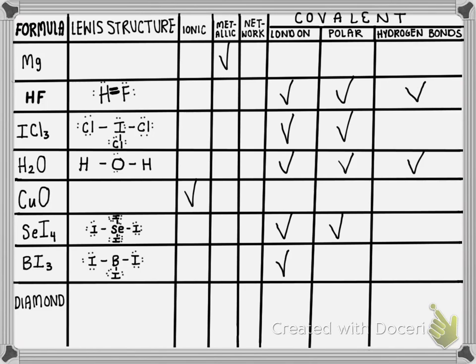The final example is diamond, and if you remember from the definitions of some of the structures, the types of forces, you'll remember going over a network, and some examples of network were diamond, quartz, and graphite, and they're the strongest structures. So you can just assume that you will just be checking off network.